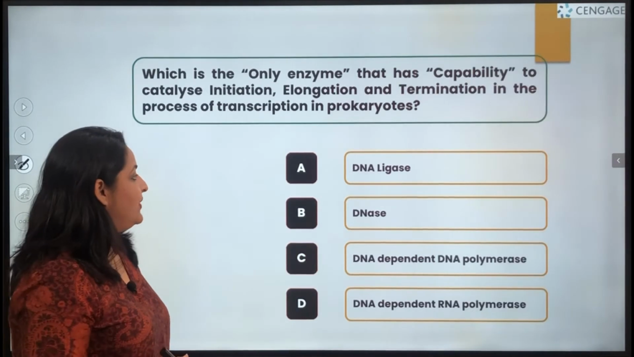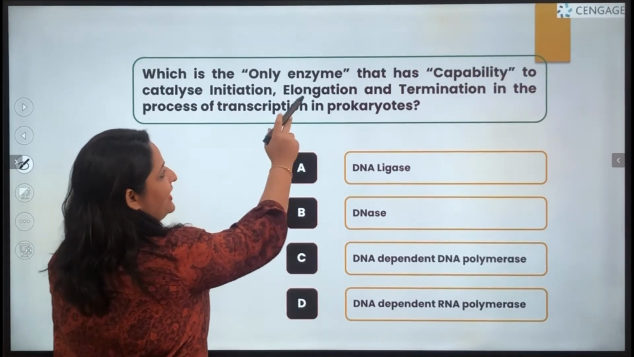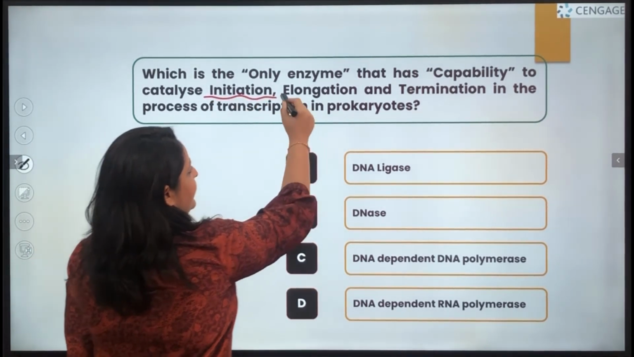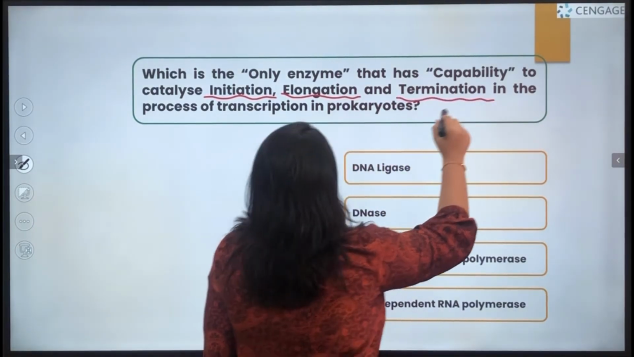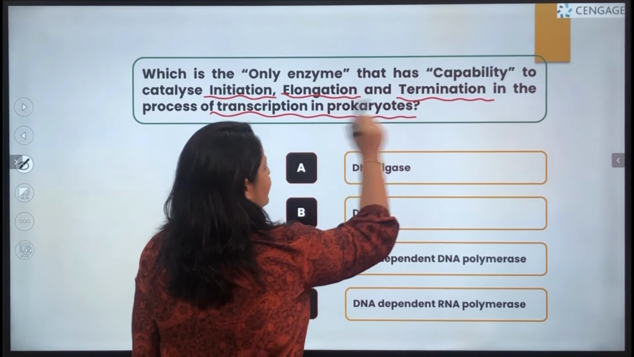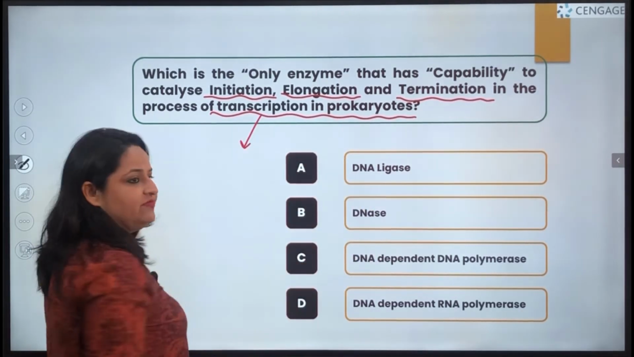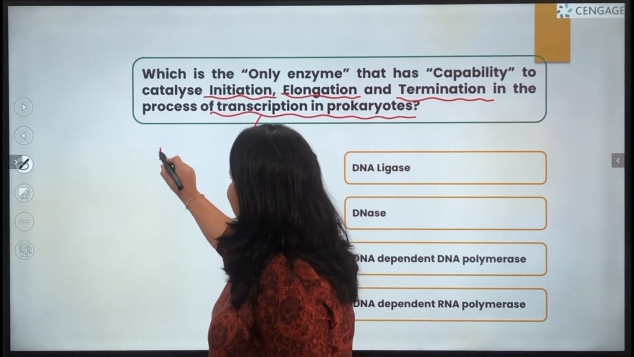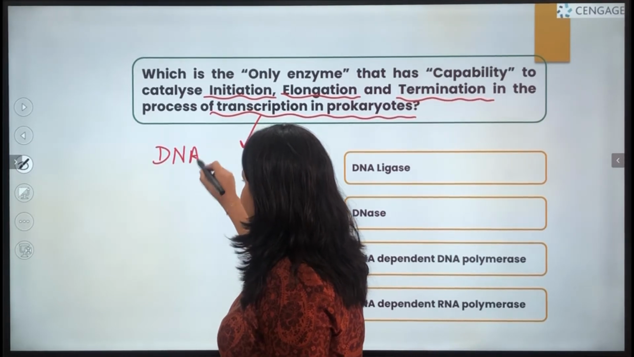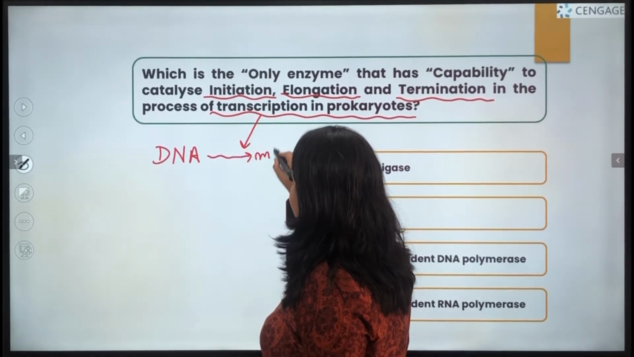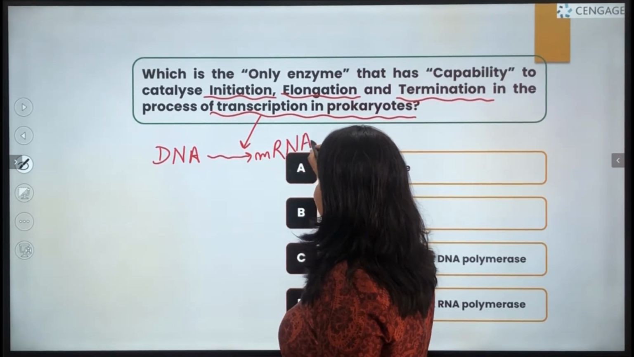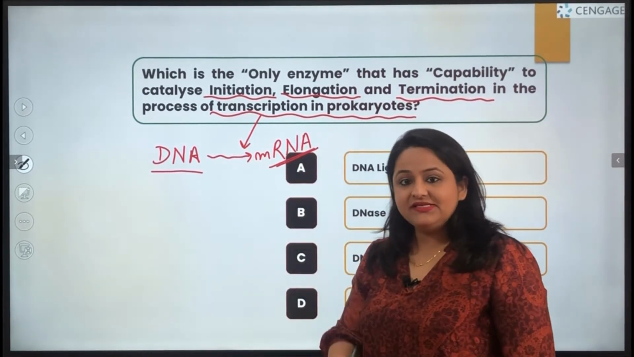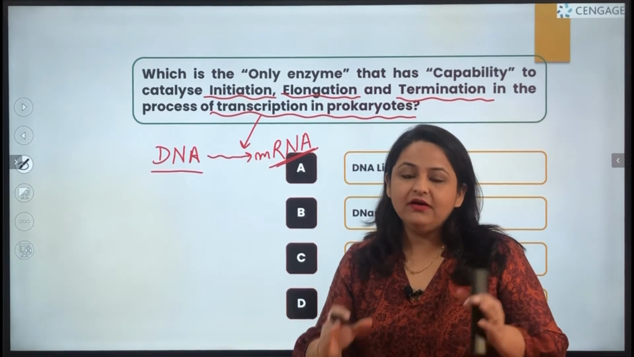Now let's talk about another question. Here they are saying, which is the only enzyme that has the capability to catalyze initiation, elongation and termination in the process of transcription in prokaryotes. So now what is transcription? First we'll have to understand this process. Transcription refers to the passage of information which is stored in DNA into the messenger RNA. So here what we have to do is form an RNA molecule from the DNA molecule. As a result, the enzyme required over here will be an RNA polymerase.